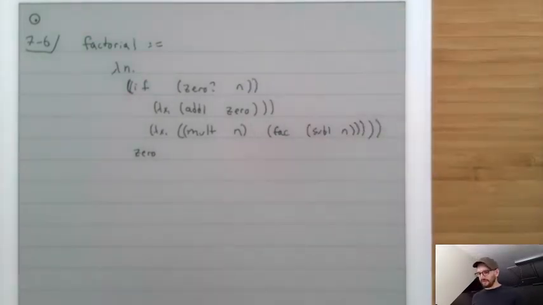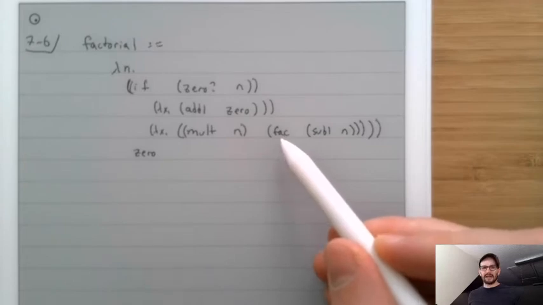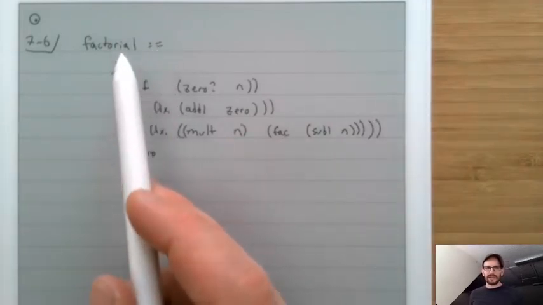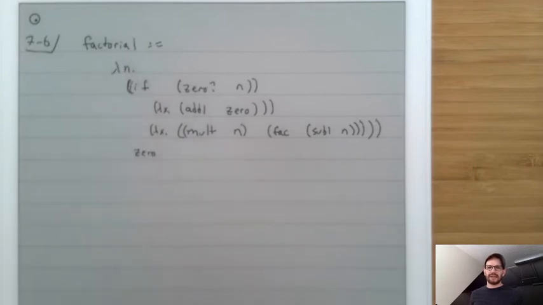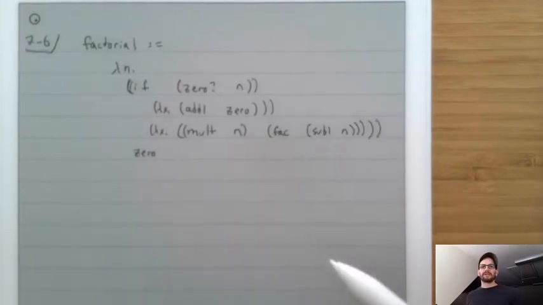Okay, so now we've converted factorial into the lambda calculus. Unfortunately, there's a problem, which is that this thing right here, fac, is unbound. Because right here when we write factorial colon equals, we're saying that factorial is defined as this lambda calculus term. So that means that this fac right here is an unbound variable.